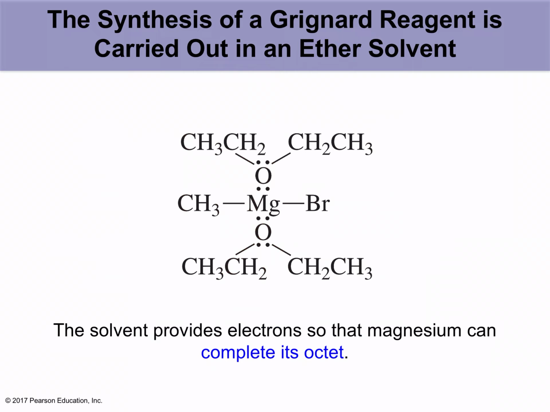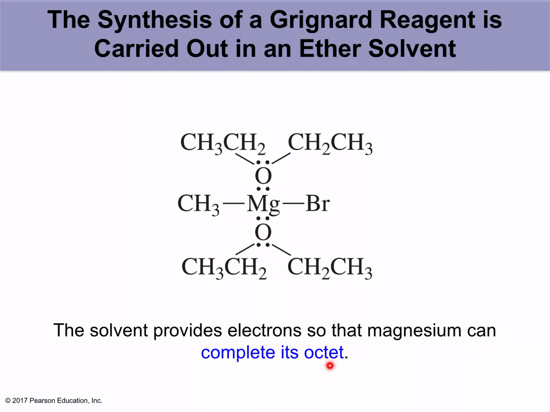The synthesis of a Grignard reagent is carried out in an ether solvent because, like I said, ethers are very inert solvents. They don't react much. They don't have any acidic protons, because once the Grignard reagent forms, it is very reactive, and if you have any acidic hydrogens, they can destroy the Grignard reagent, because it is very nucleophilic. If you have any water in the medium, any acidic hydrogens, this group can react with them and no longer functions as a Grignard reagent. It would destroy it. Okay, so the solvent provides the electrons so that the magnesium can complete its octet.